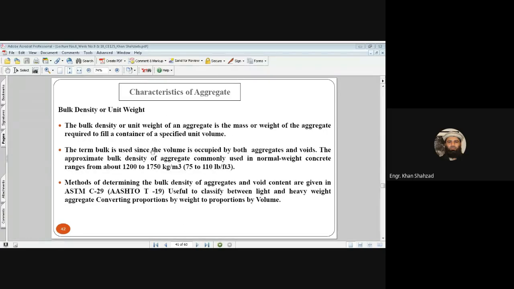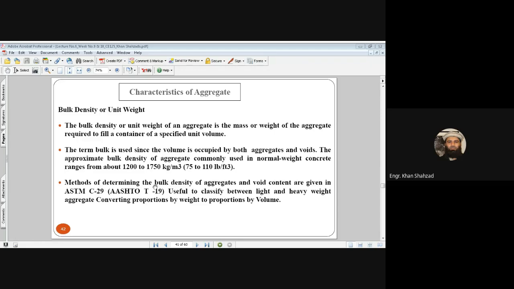Now coming towards the bulk density or unit weight of the aggregates. The bulk density or unit weight of an aggregate is the mass or weight of the aggregates required to fill a container of a specified unit volume. The term bulk is used since the volume is occupied by both aggregates and voids. As I told you in the previous slides, bulk means we are taking the volume of the aggregates as well as the volume of voids in the aggregate. The approximate bulk density of aggregates commonly used in normal weight concrete ranges from about 1200 to 1750 kilograms per cubic meter or 75 to 110 pounds per cubic foot.